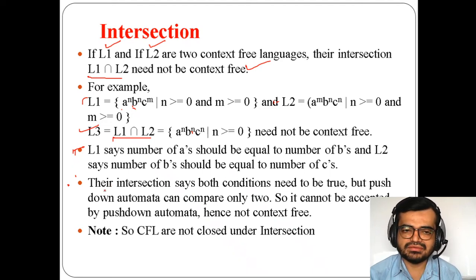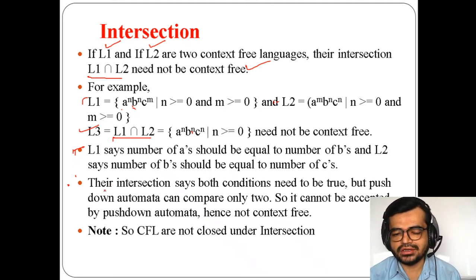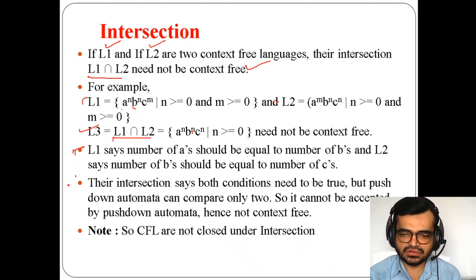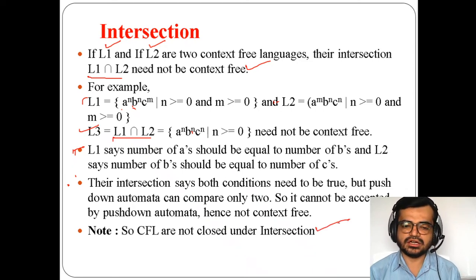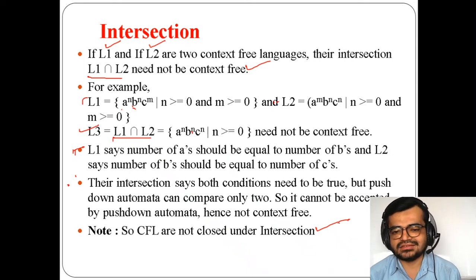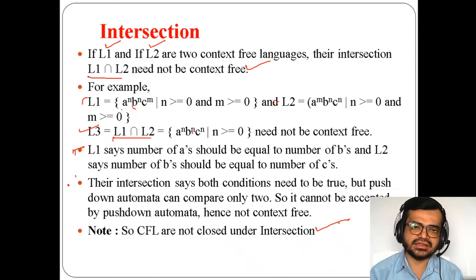Here what we require is that the condition should be true in all aspects, but it will not be in this case. So simply what you can say is that CFLs are not closed under intersection. So this is regarding the process of intersection.